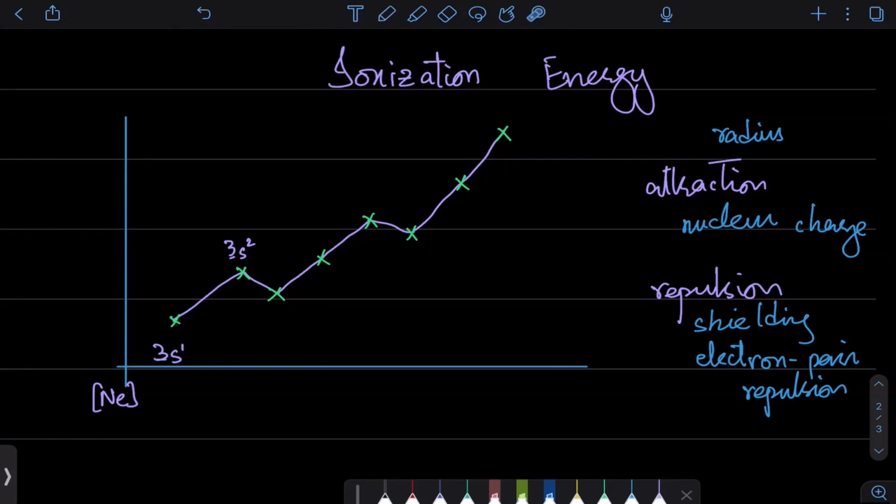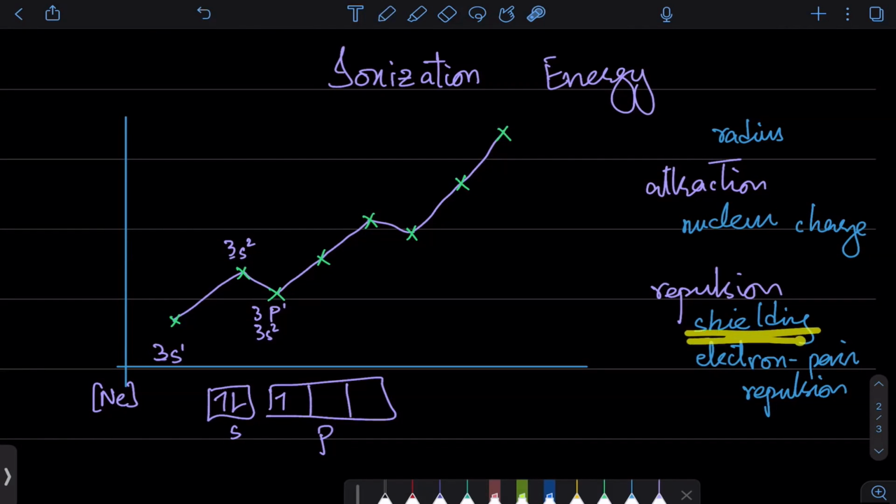Now, why is there a decrease? Let's see over here what happened. In aluminum's case, you don't have 3s1, you have 3s2. In everything ahead, there will be 3s2. And after that, you also have 3p1. So clearly what has happened here is that it has become 3p1, and the s is repelling it from behind. So there is slightly more shielding because of this change in subshell.